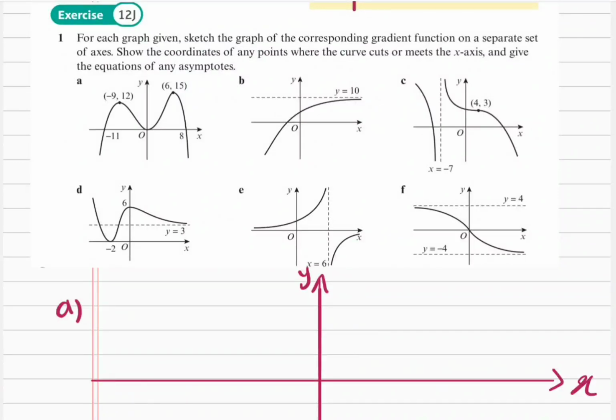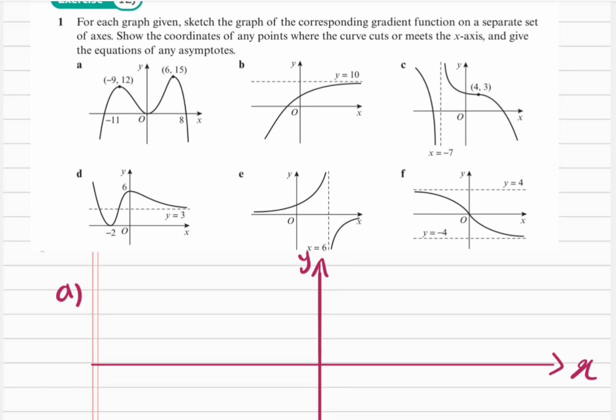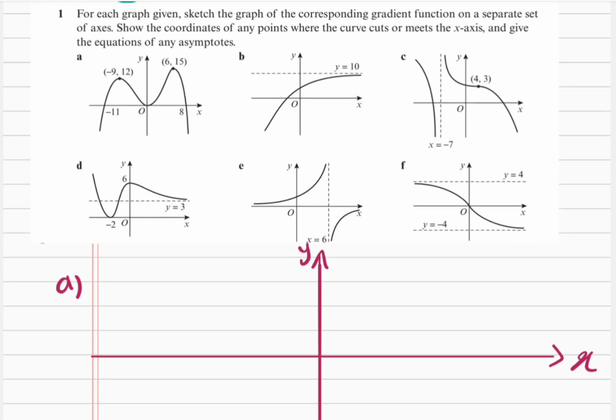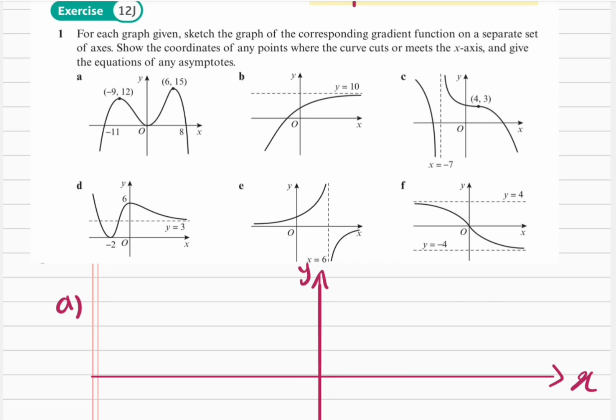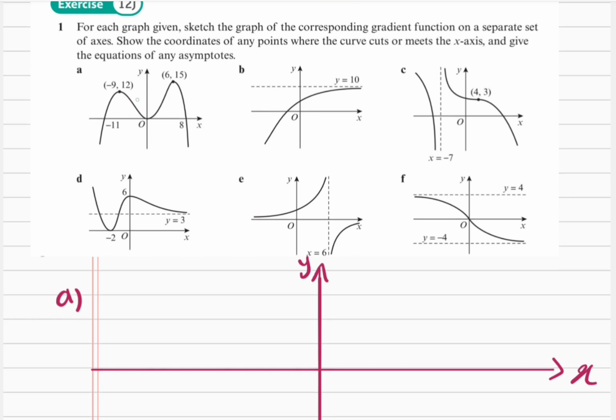So in this video I'm going to do part A, where we have this graph and we want to sketch its derivative. A good thing to note here is that this curve for part A is basically a quartic function, which means it's a polynomial with the highest power of 4. So that means its derivative is going to be cubic.